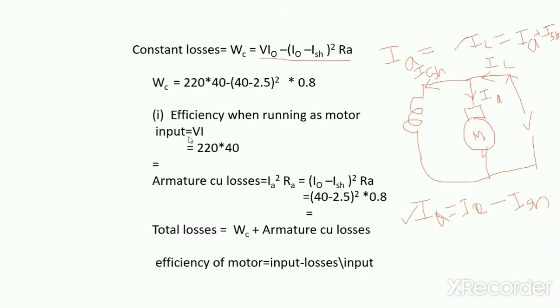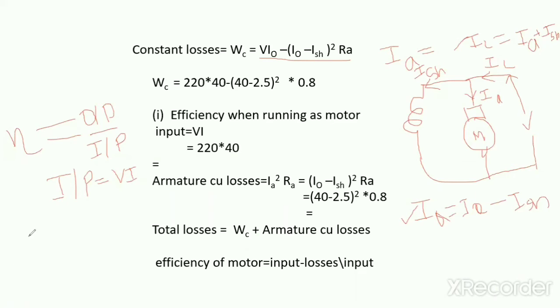Next, we determine the efficiency when running as a motor. How will we calculate the efficiency? For any machine or motor, the formula for efficiency is output by input. What is the input for a DC motor? Input is equal to V into I.